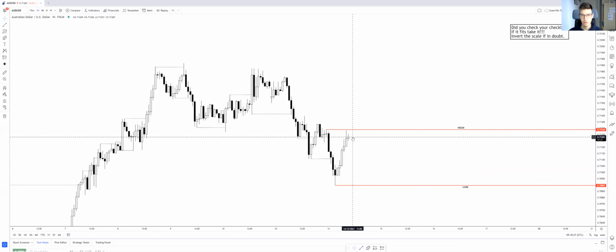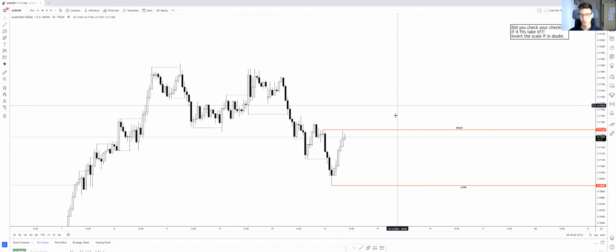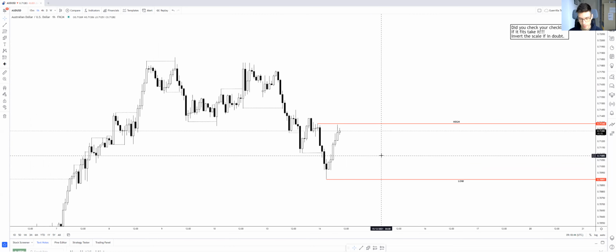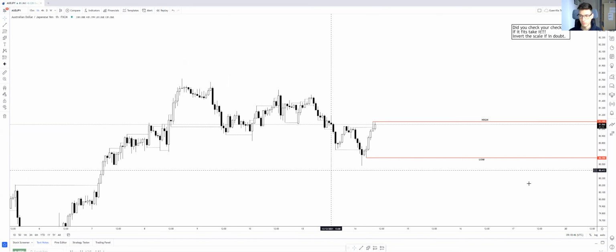For the Aussie and the US dollar, currently we are trending to the downside, but we got a V reversal. So it is likely that we will get some sort of a range right here. And I'm waiting to see what happens after that range, if we get a continuation of the second leg. So yeah, let's move on to the final pair.